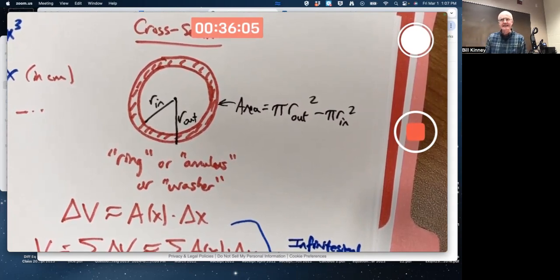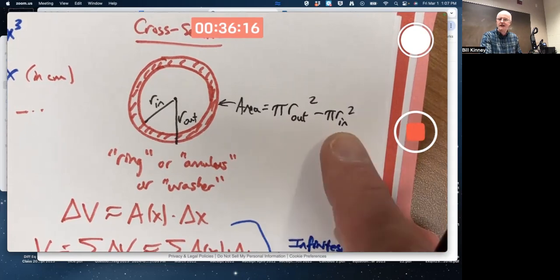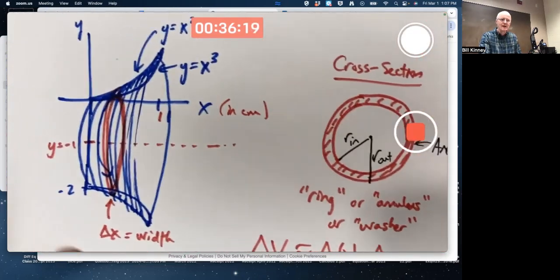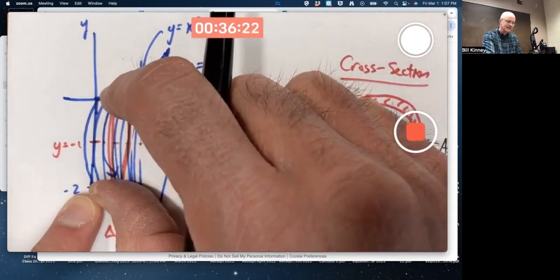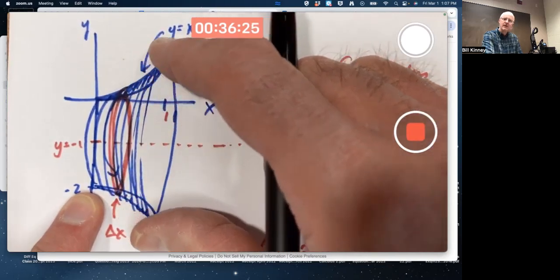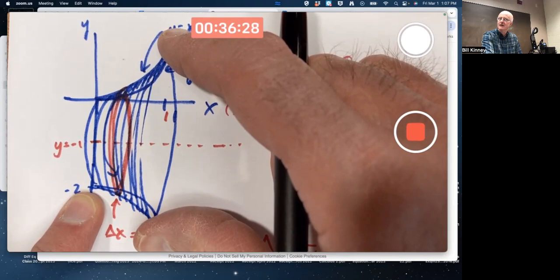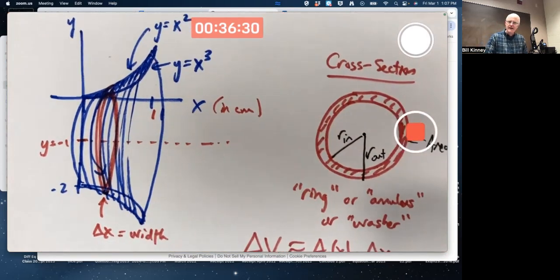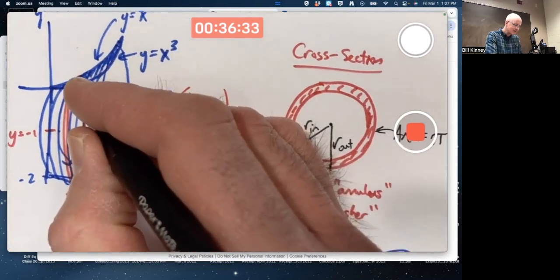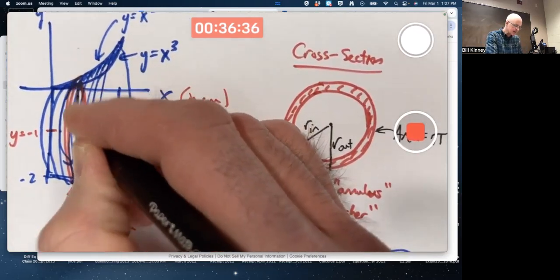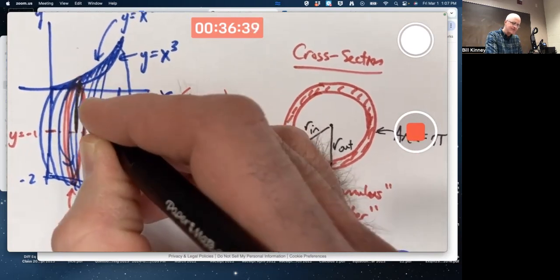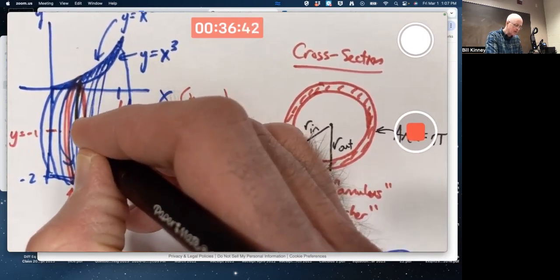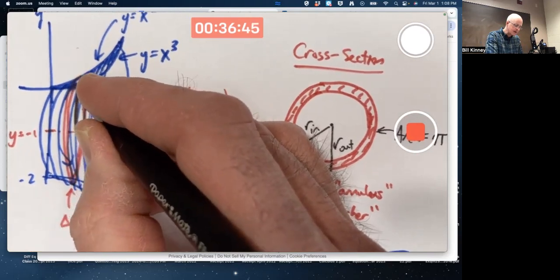So is this my A of x? Is this the function that I integrate? Not as it's written, it's not, because I haven't simplified it in terms of x. I'm not even saying R out and R in depend on x, though they do. This thin ring shape gets bigger and bigger as x gets bigger. How do R in and R out depend on x? Tried to draw a little bit more in the picture. This line here, for example, at a given value of x, going from y equals -1 up to not the x-axis, but a little further.